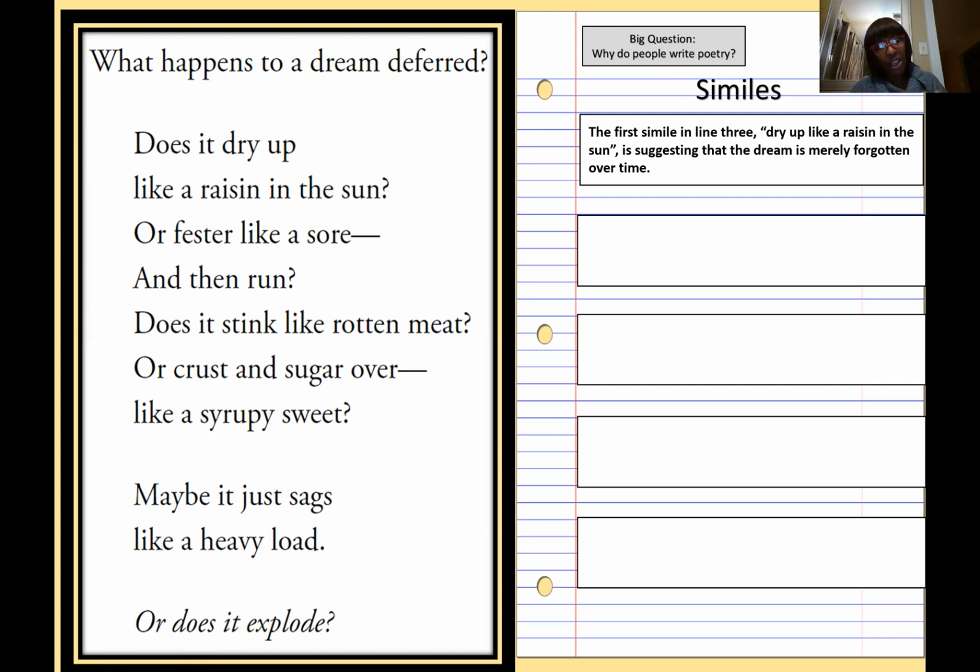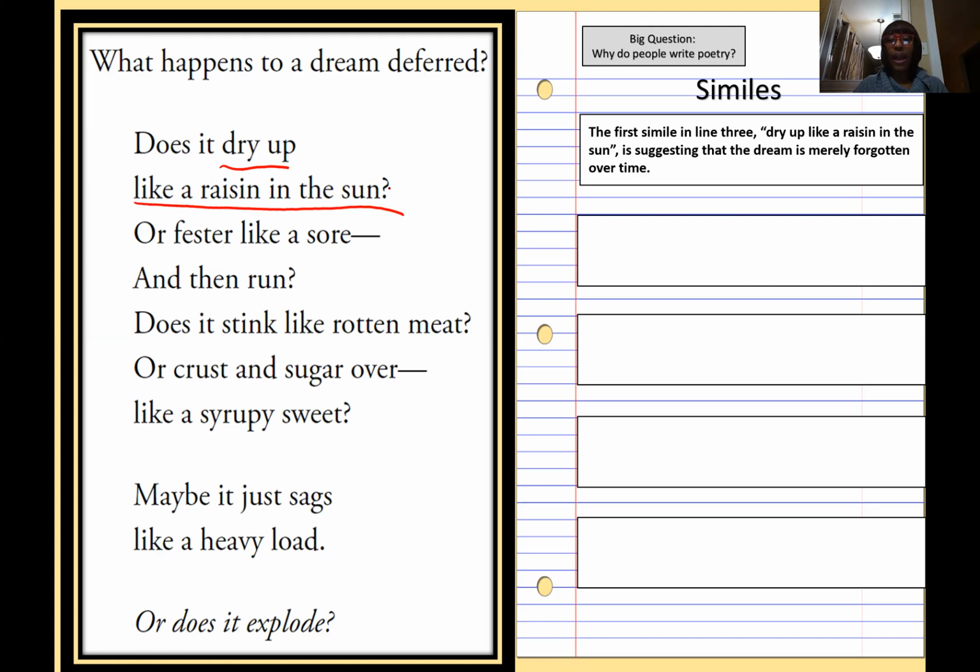So again, we have 5 similes in this poem, and we're looking for something that's being compared to something else using the word like or as. The first simile that I have is in line 3, and I included dry up like a raisin in the sun. So we have it here.